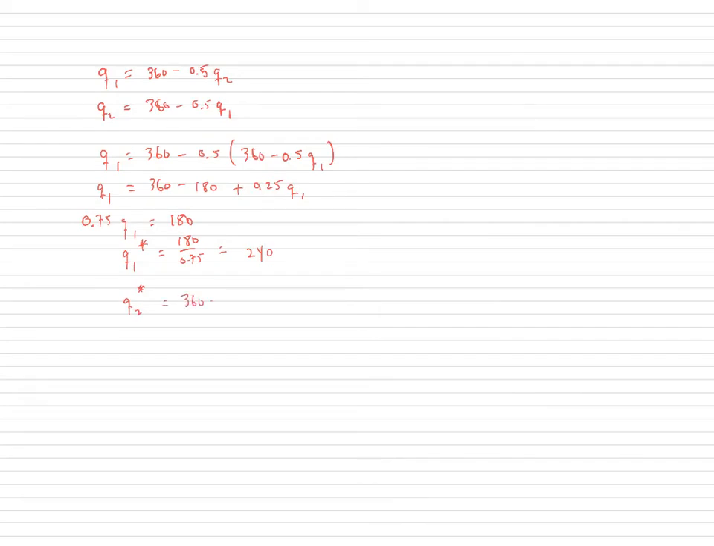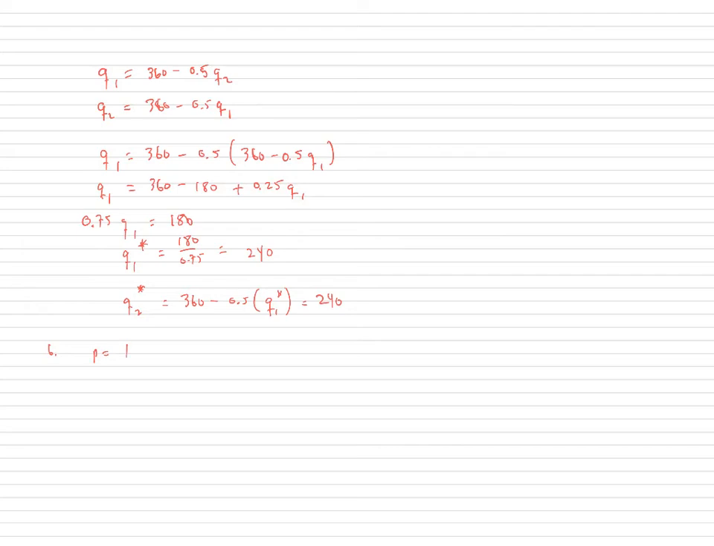That's 360 minus 0.5 times the equilibrium quantity of firm 1. So that's just 360 minus 120. So that's also equal to 240. All right. The next step I would like to do, I don't know what step I'm on, maybe it's 6, I'm just going to go ahead and find the market demand, or market price in equilibrium.